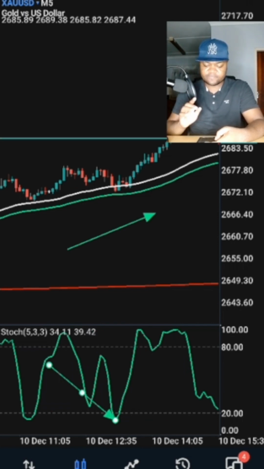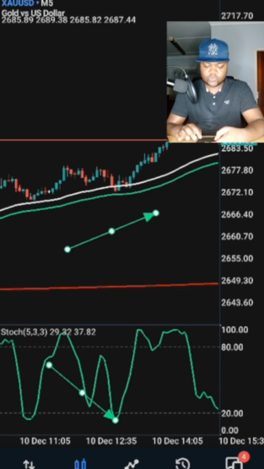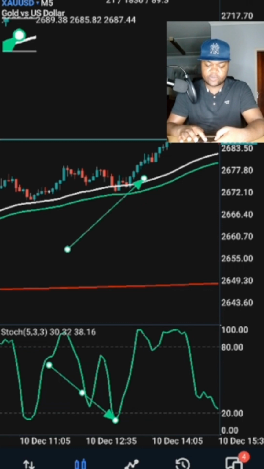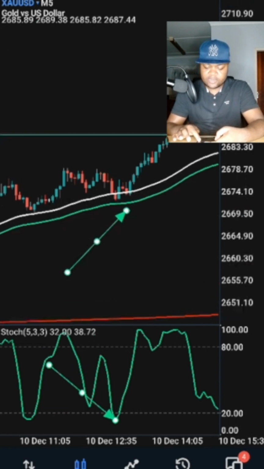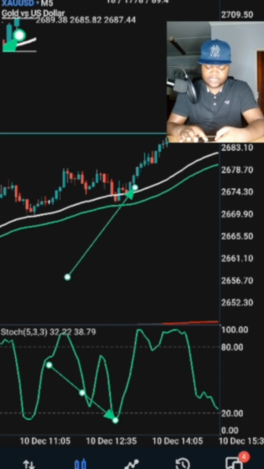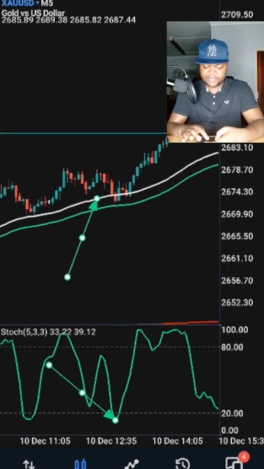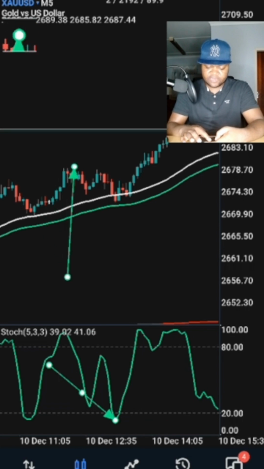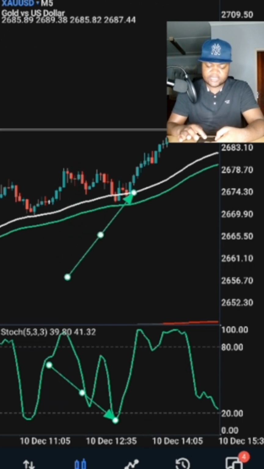Okay, so the final condition that will give you an entry is this one. We have these two lines here, which are our EMA band, the white and the lime line. This is going to be our entry. So we wait for a candle to close above this white line. What will be taking place is this: price will move up and then it will bounce on this EMA band, these two lines.